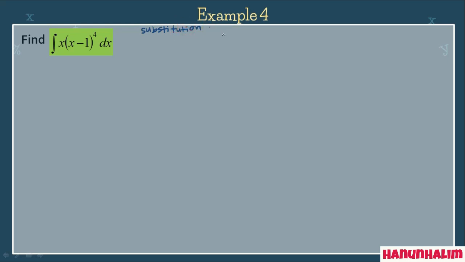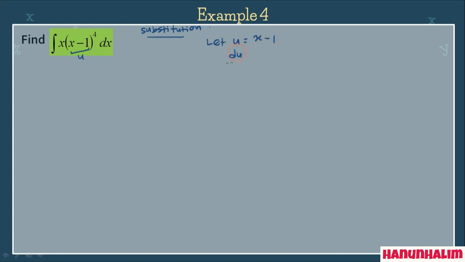Untuk buat integration by substitution, first kita kena let u. Okay, x dengan x minus 1 to the power 4. Yang mana kita akan pilih sebagai kita punya u? Biasanya yang dalam bracket lah. Ini adalah kita punya u. So kita try dulu buat substitution. Let u. So our u is x minus 1.